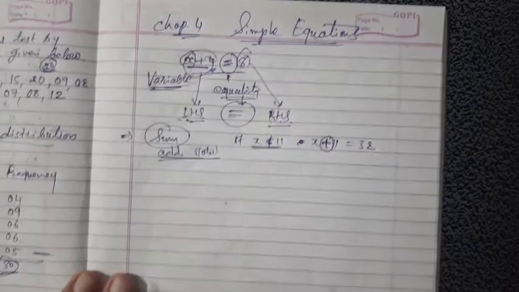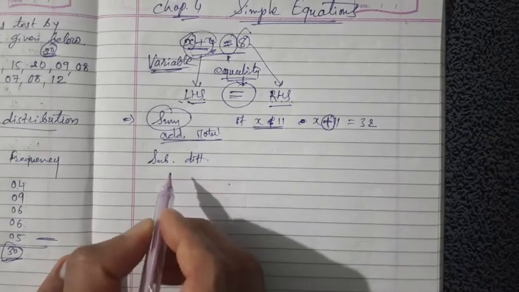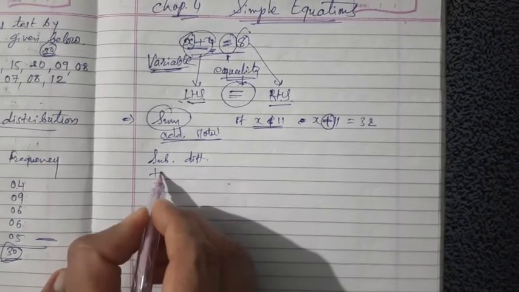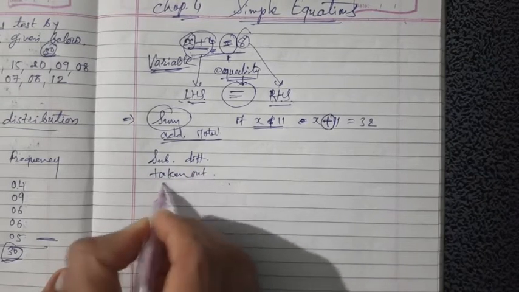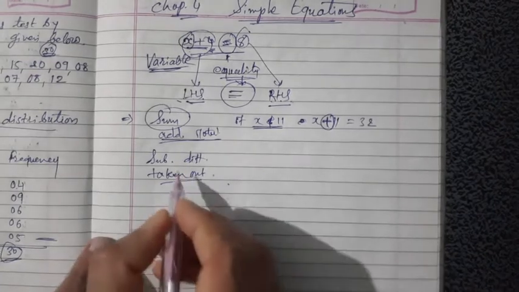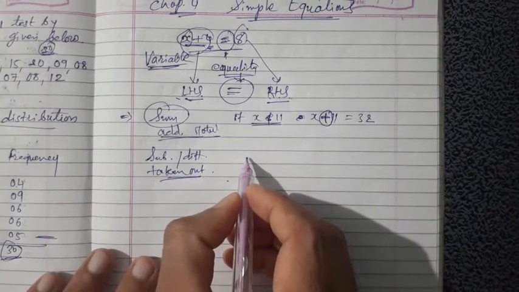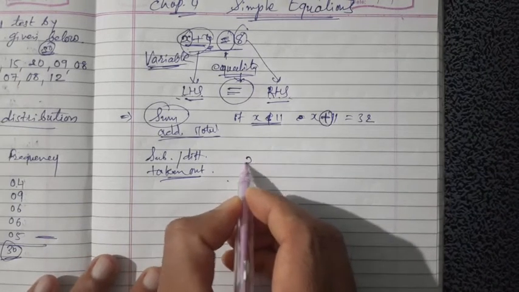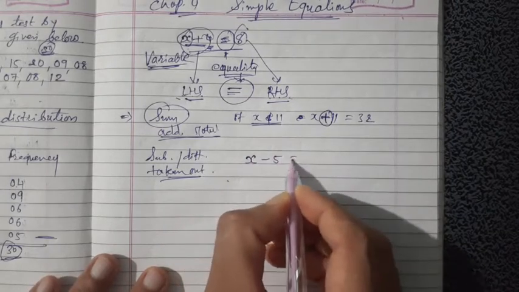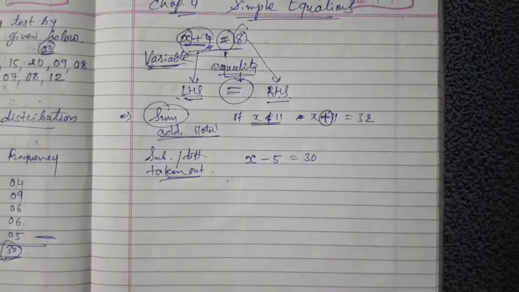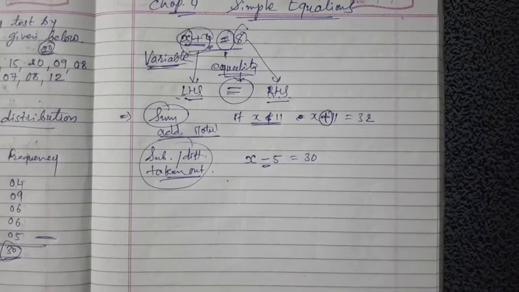Okay, same for subtraction. Suppose subtraction is given, or difference is given, or some special words like taken out are there. At that time what to do? Subtract. Suppose difference of x and 5 is 30, means x minus 5 is 30. For these types of words, you put a minus sign between those two numbers.